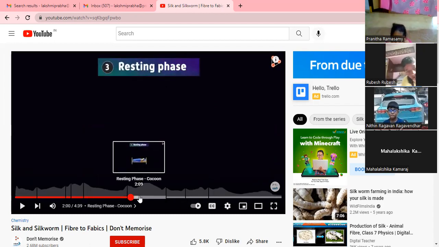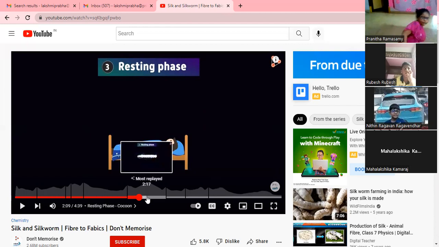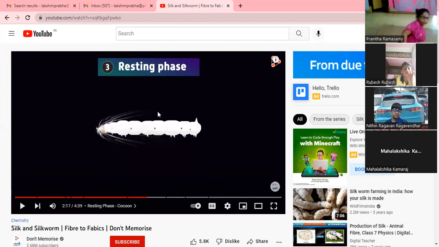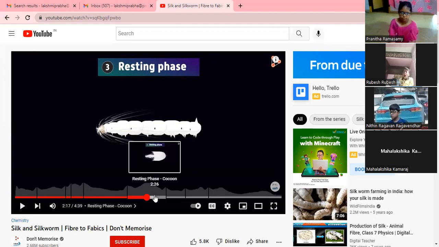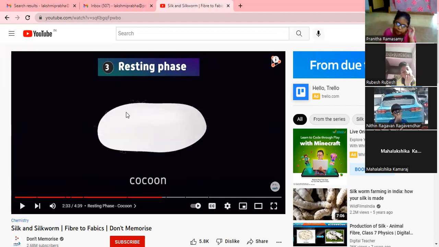The next stage we call the resting stage. We feel sleepy, isn't it? So what do we do? We take rest. Like that, the silkworm also takes rest. You can see on the outside of the body a thread-like structure appears. This thread-like structure is going to cover the whole body. That stage we call a cocoon.